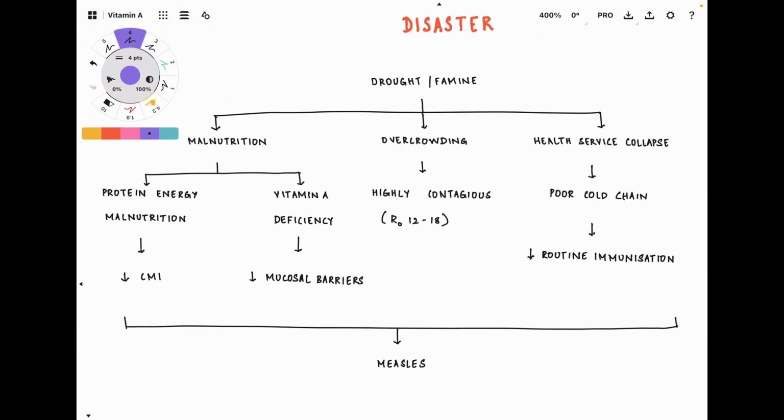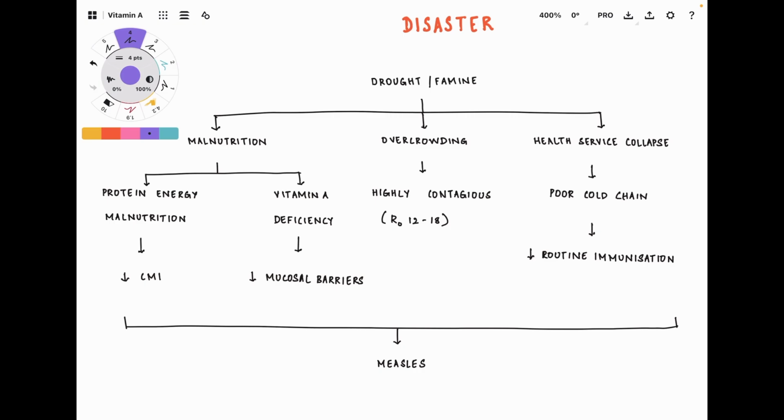Next concept is disaster. During disastrous conditions like drought or famine, three important health problems happen. First is malnutrition, second is overcrowding, and third is health service collapse. In malnutrition, we can have both macronutrient and micronutrient deficiencies. In the macronutrient deficiencies, we are focusing on protein energy malnutrition, which leads to decrease in cell mediated immunity. In micronutrient deficiencies, we are focusing on vitamin A deficiency, which can lead to decrease in the quality of mucosal barriers. The second health problem we can have is overcrowding.